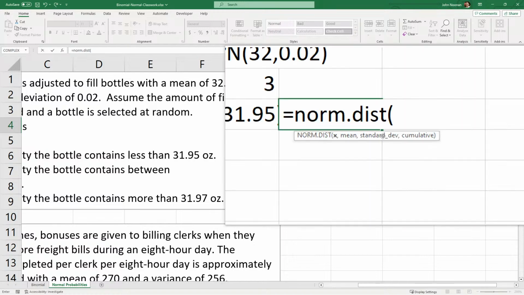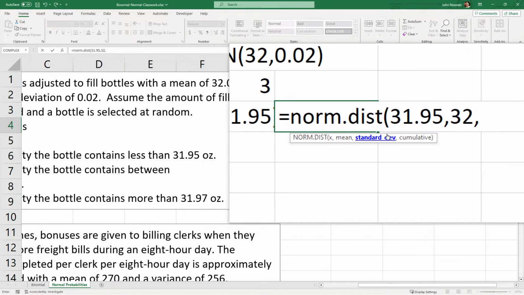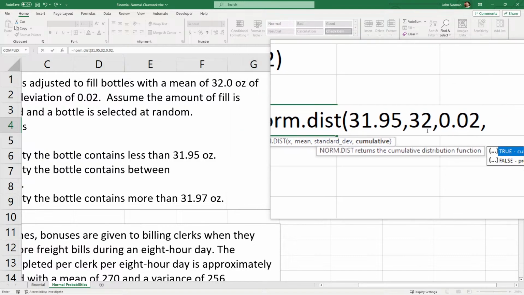There it is. I knew it would magically do it eventually if I pressed the right button. Okay, so the first thing is X. The X refers to the number over there on the left in parentheses, 31.95. Now the mean, we all understand what that is. That's the mean of the distribution. Next is the standard deviation. That's 0.02. Finally, this cumulative.